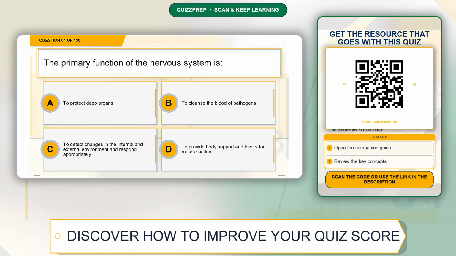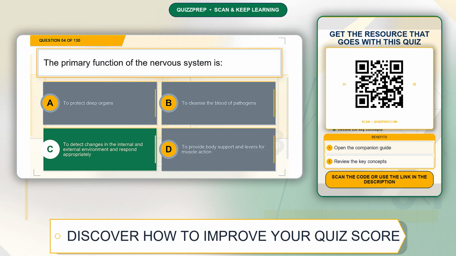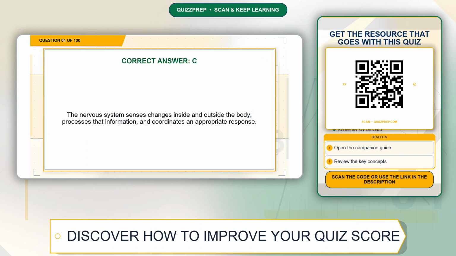Question 4. The primary function of the nervous system is: Option A, to protect deep organs. Option B, to cleanse the blood of pathogens. Option C, to detect changes in the internal and external environment and respond appropriately. Option D, to provide body support and levers for muscle action. The correct answer is option C, to detect changes in the internal and external environment and respond appropriately. Explanation. The nervous system senses changes inside and outside the body, processes that information, and coordinates an appropriate response.